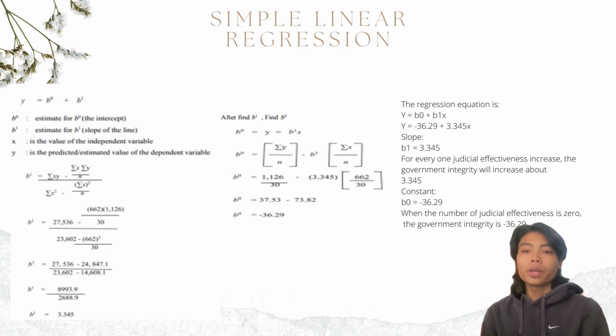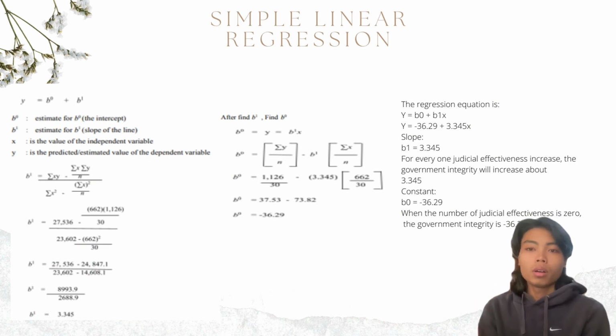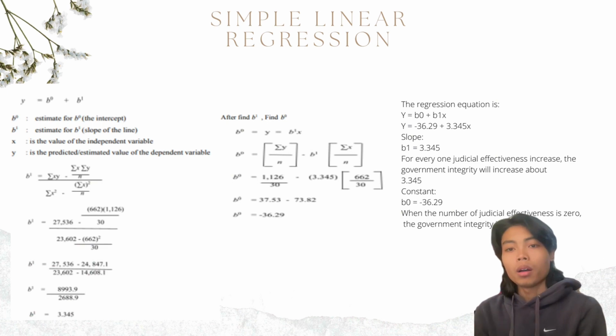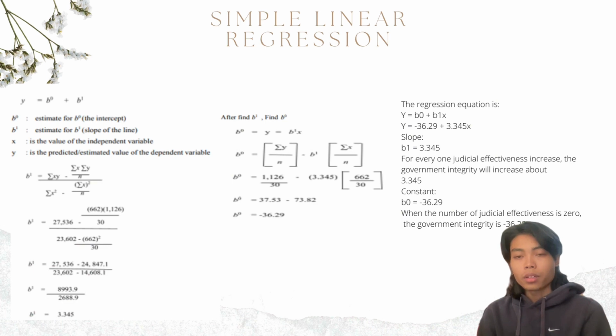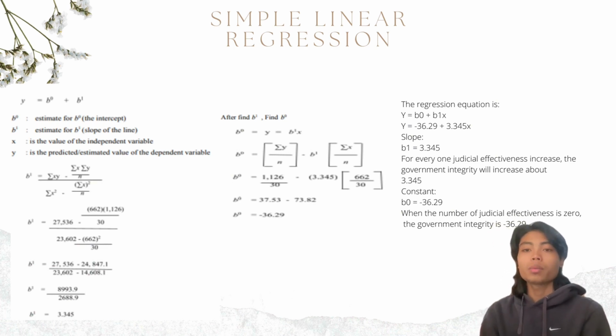Today, I will explain about simple linear regression. Firstly, Y equals B0 plus B1 X, where B0 estimates the intercept, while B1 estimates the slope of the line. X is the value of the independent variable. Y is the predicted or estimated value of the dependent variable.